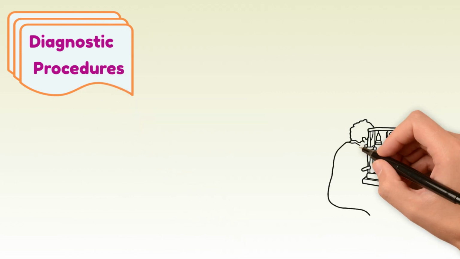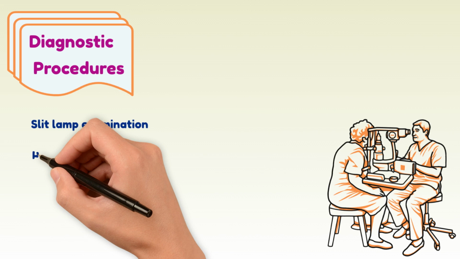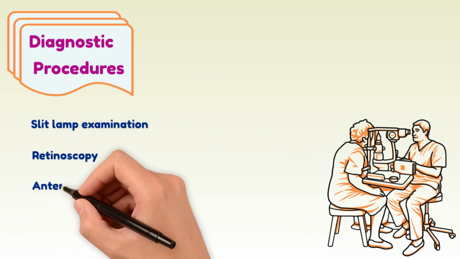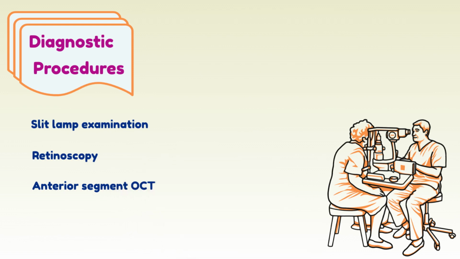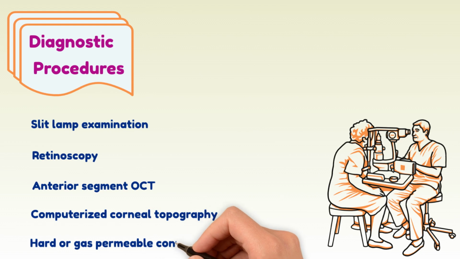Diagnostic procedures include slit lamp examination, retinoscopy for assessment of scissoring reflex, anterior segment OCT, computerized corneal topography, hard or gas permeable contact lens trial. In case vision has improved with lenses, this will support the diagnosis as well as eliminate other sources of poor vision, like amblyopia.